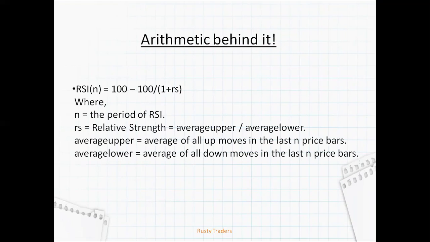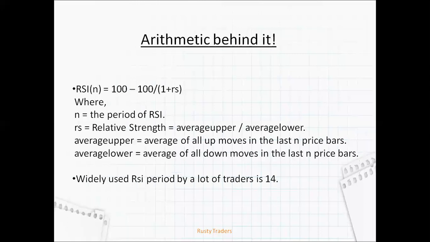When you say the period of the RSI, if I want to find, let's say, RSI for 14 days, then for me n will be 14. And the RS, as the formula suggests, is nothing but the ratio of the average upper and average lower, where average upper is the average of all up moves in the last n price bars. n will be whatever duration you choose. Similarly, average lower is the average of all down moves in the last n price bars. The RSI period widely used by a lot of traders is 14, and it is recommended that we also keep the same number.